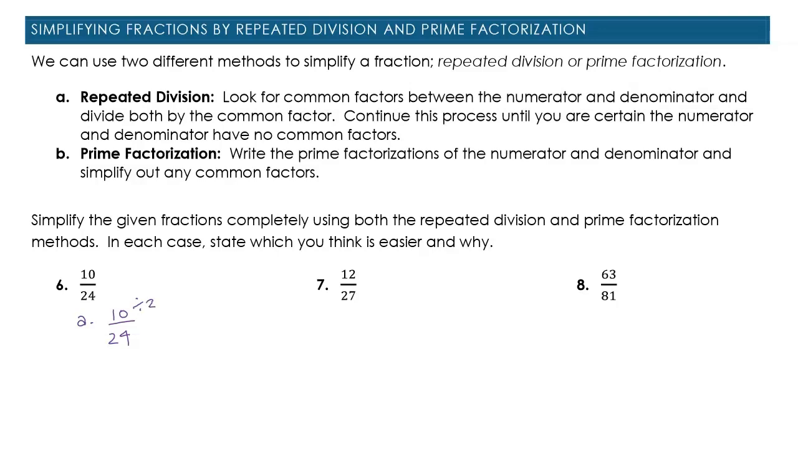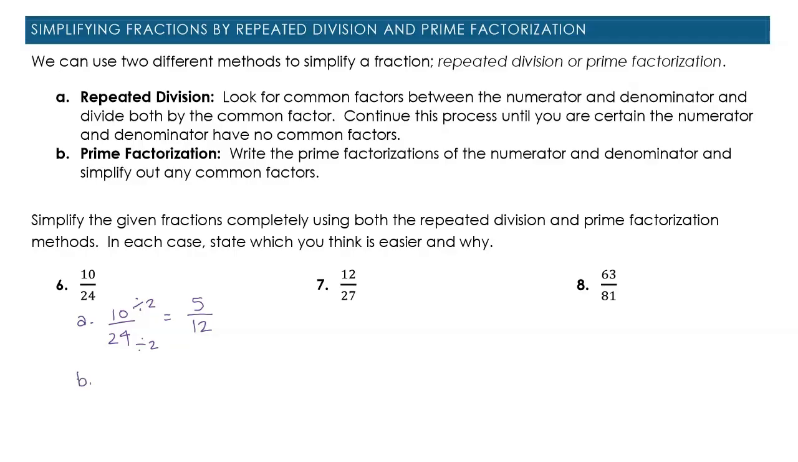So I'm going to divide the numerator by 2 and the denominator by 2. The numerator becomes 5, and the denominator, 24 divided by 2, that's going to be 12. 5 and 12 do not have any more common factors, so that is the most simplified version. Now, let's do it again with prime factorization.